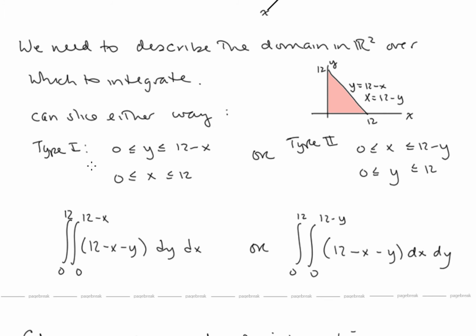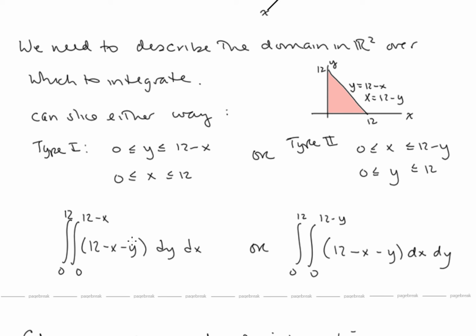So with the type 1 integral, we have y varying from 0 to 12 minus x, so we integrate dy first. The bounds are 0 to 12 minus x. And then x varies from 0 to 12. With the type 2, we have x varying from 0 to 12 minus y. So we've got a dx on the inside, 0 to 12 minus y, and then y goes from 0 to 12. The dy with 0 to 12.